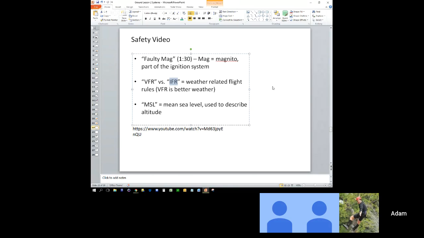You're going to hear the controller use the term VFR, visual flight rules, as an indication that he's found an airport for the pilot to land at that has better weather. So just a definition for you there. And mean sea level, MSL. They throw the term MSL around a lot. Mean sea level just means the altitude above sea level that the airplane's at. Or if you're talking about the airport, it's the altitude above sea level that the airport's at.